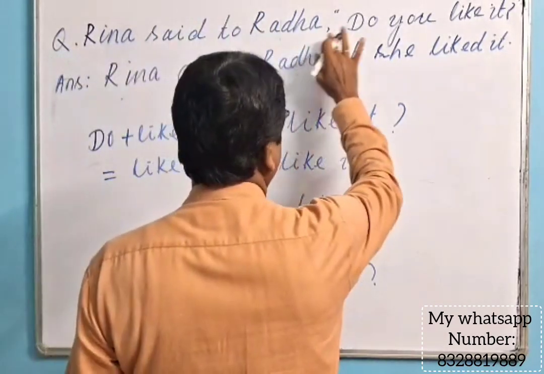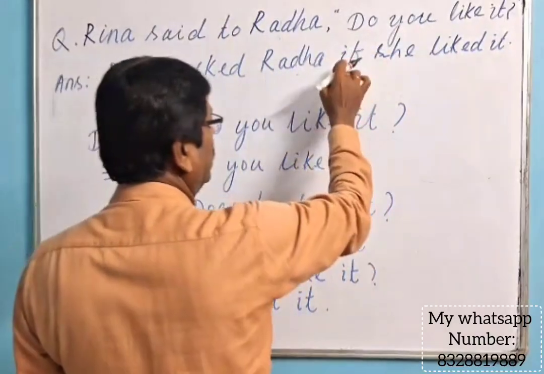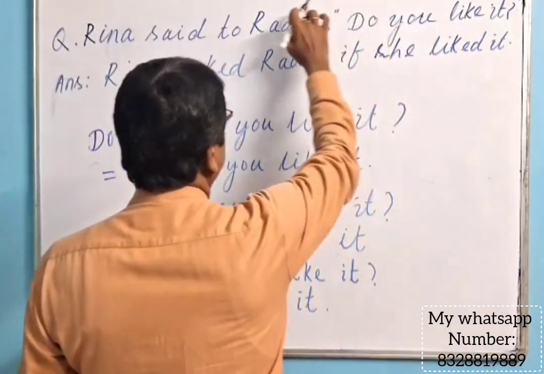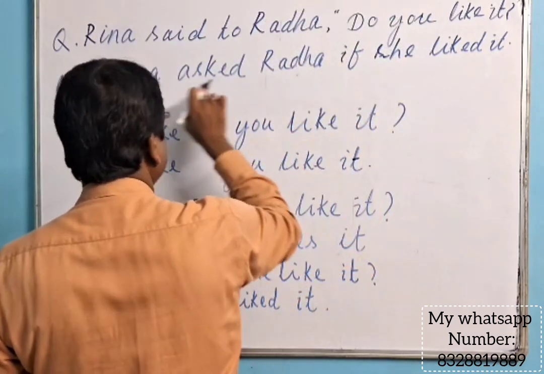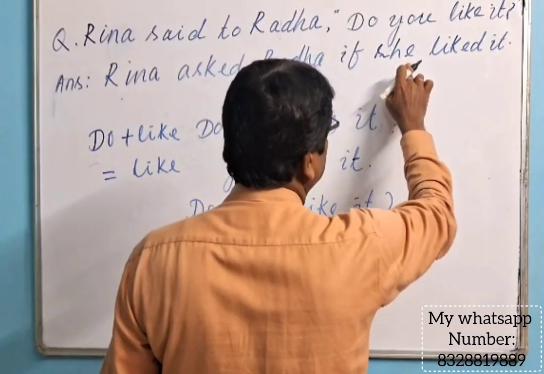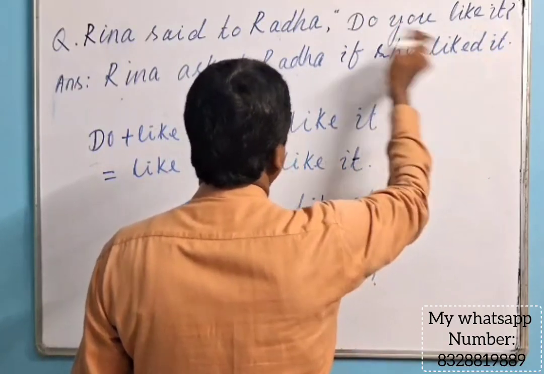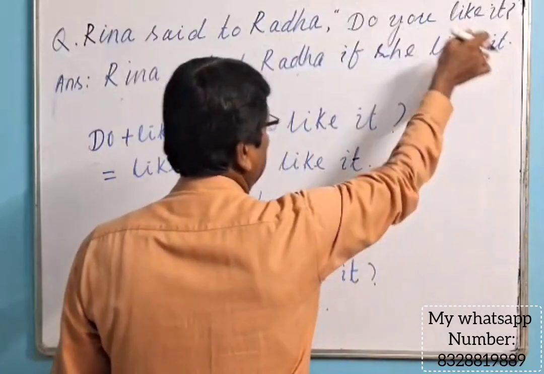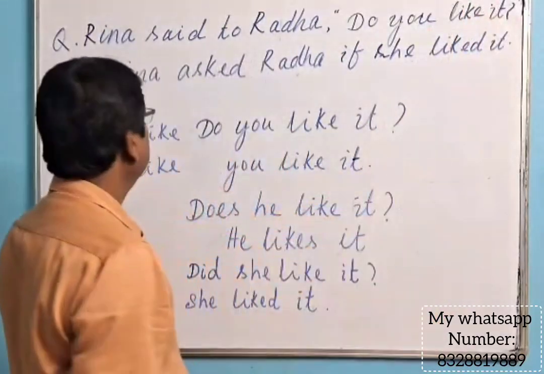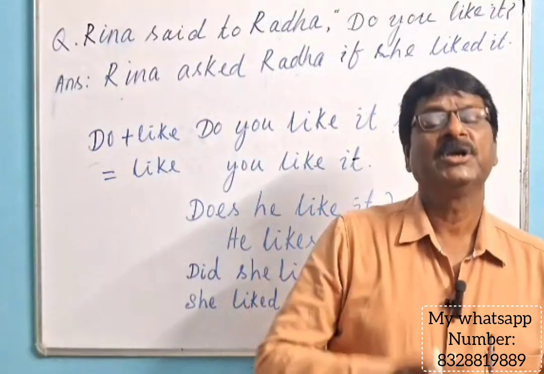Look at the solved sentence. Rina said to Radha, "Do you like it?" Rina asked Radha, joining word "if." "You" refers to Radha, so Radha's pronoun is "she." Rina asked Radha if she liked. Do plus like, and its past tense is liked. "She liked it." Rina asked Radha if she liked it.